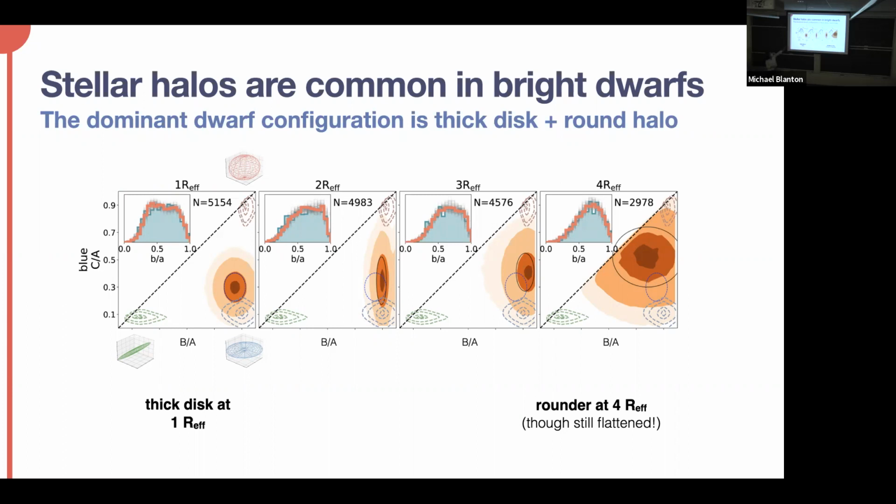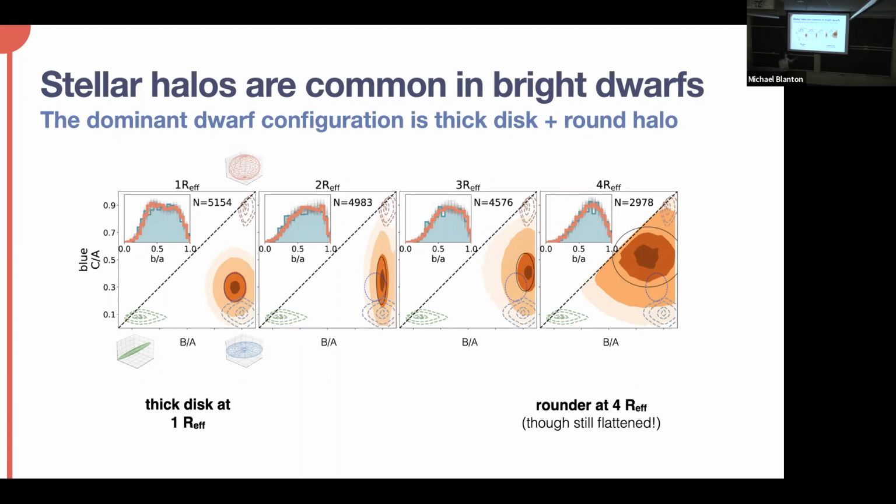And the unfilled dotted contours, or the unfilled dashed contours, are just the toy models that I showed earlier to contextualize where these galaxies are living. So you can see that at one effective radius, these galaxies are characterized by largely thick disks. They're not as thin as the extreme toy model that we looked at earlier, but they're largely oblate and have small C over A's compared to their B over A.